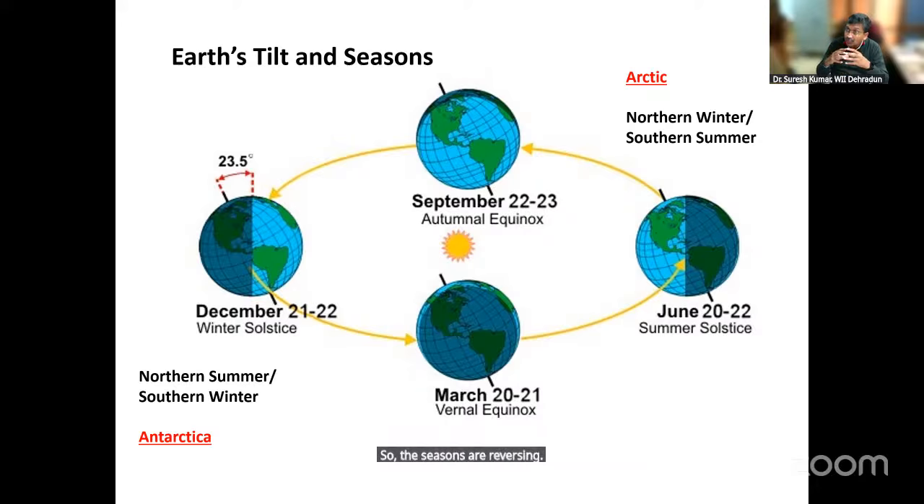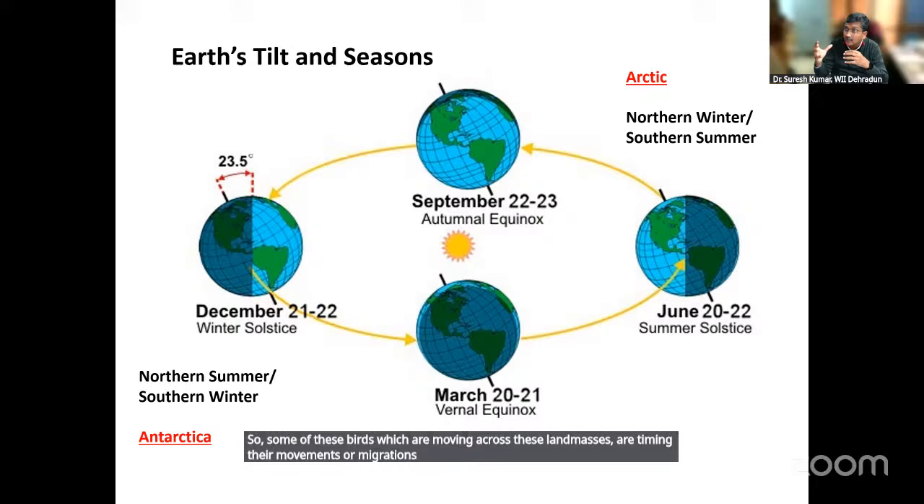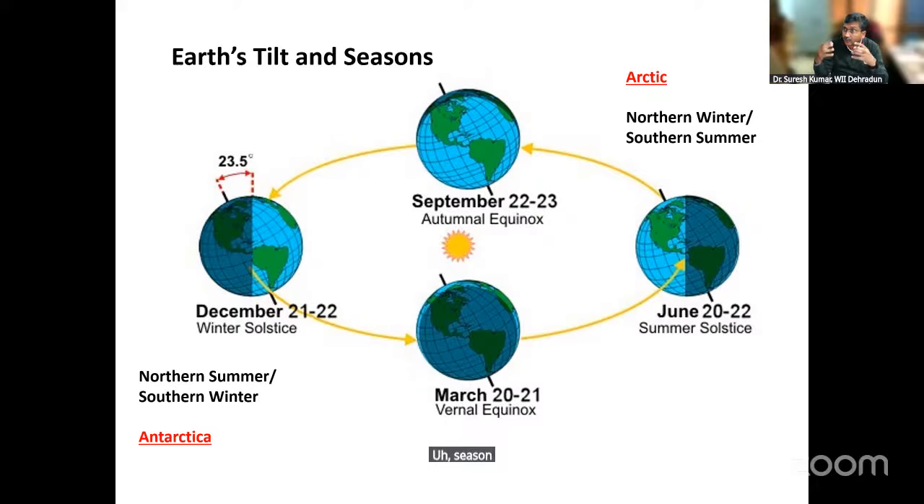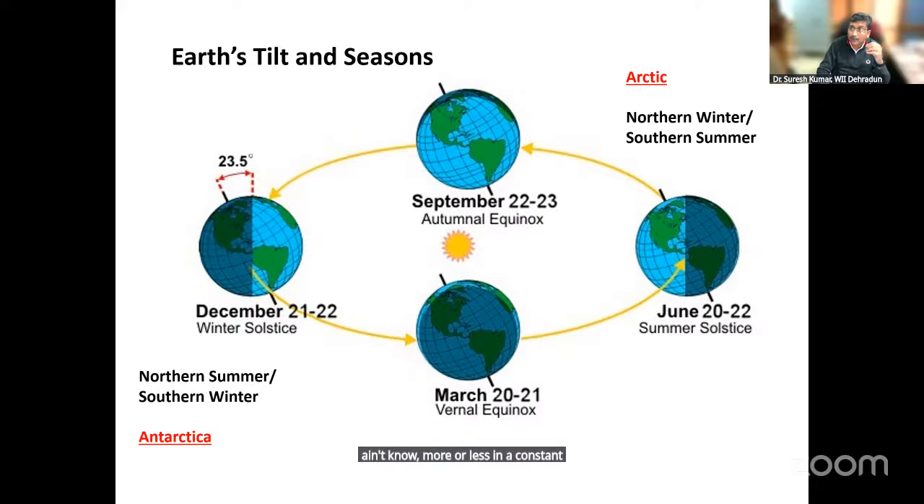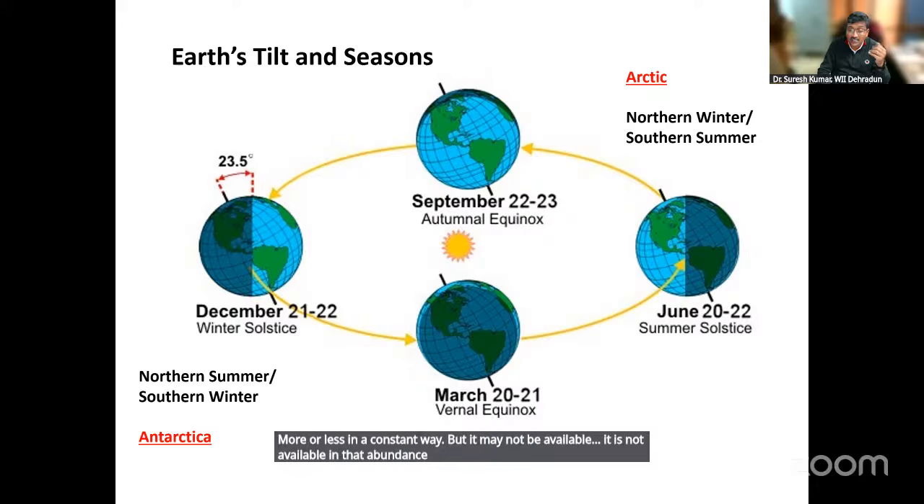So some of these birds which are moving across these land masses are timing their movements or migrations to be in those places where it is summer or where there is a season of plenty, or food is available in plenty. But then when the seasons reverse, they would have to move down. Now, this is unlike the case in the tropics where the seasonality is more or less uniform and food is available in a more or less constant way. But it is not available in that abundance as we would see in the north.